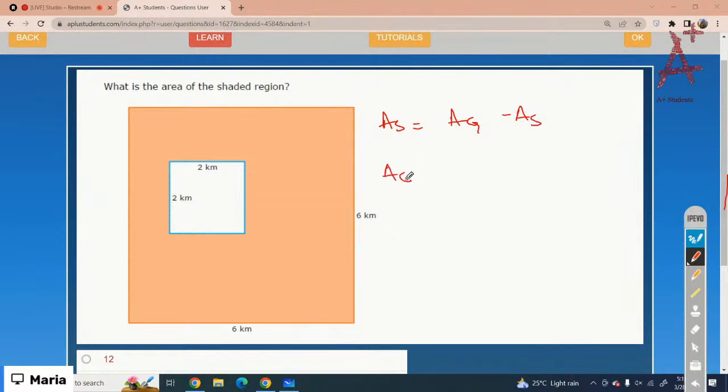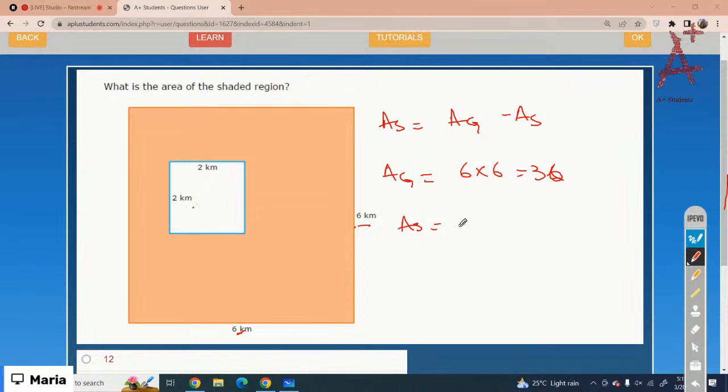Let's just calculate the area of the greater shape. It would be 6 times 6. That would be 36. Got it? To calculate the areas, you need to do length times width. Got it? It would be 6 and 6. So that is 36.